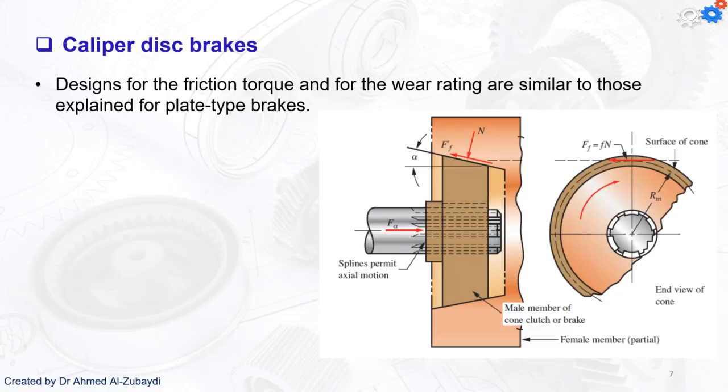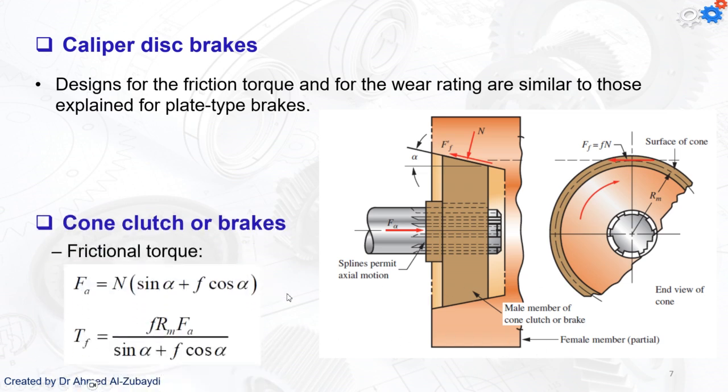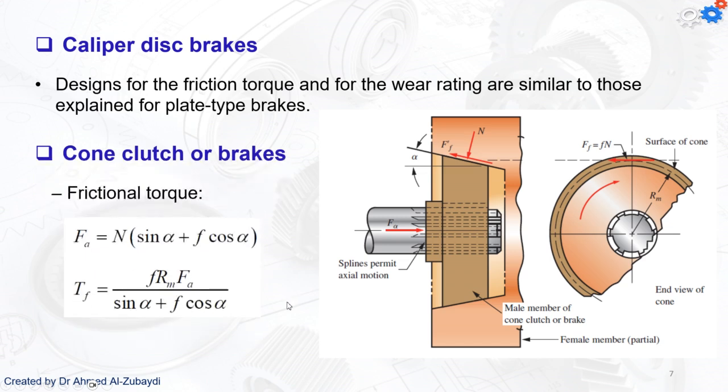Okay, so our second video is going to be about the other two types. For the caliper disc brake and the cone clutch brake, the design procedure is going to be similar to that explained for the plate type brakes. The frictional torque needs to be calculated in that case. The other things, like the mirror radius and the other stuff, can also be calculated the same way.